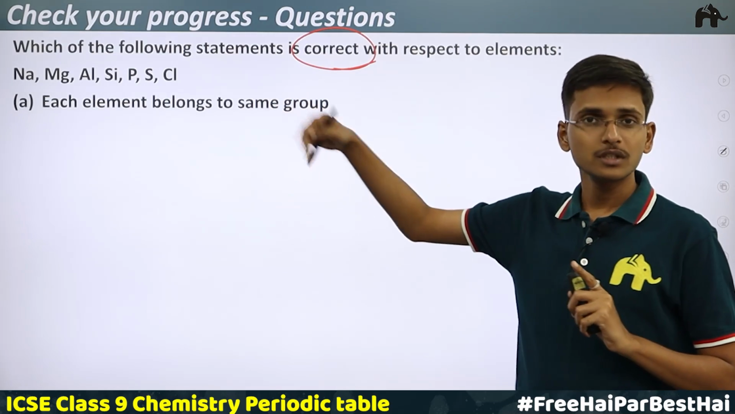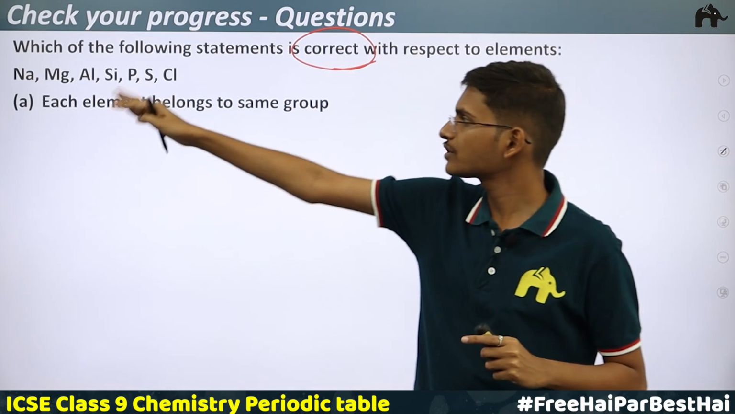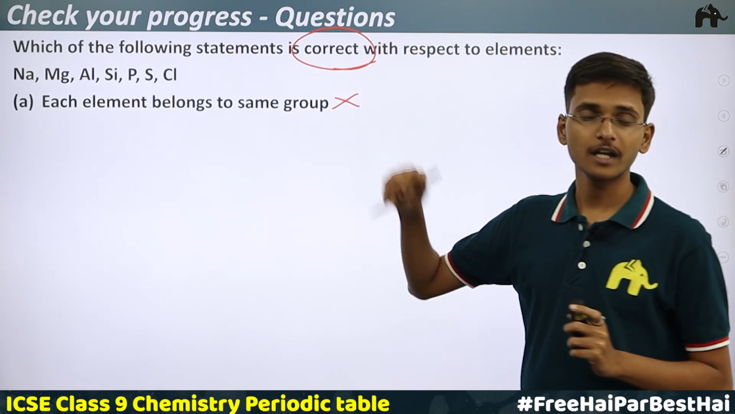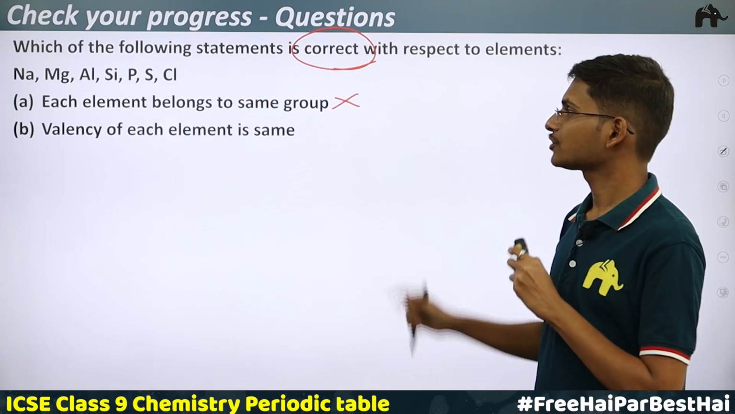If the elements were lithium, sodium, potassium, rubidium, cesium, francium, then I would say that each element belongs to the same group, right? But it is not. So this is not the correct statement, and we have to get the correct statement. Which of the following statements is correct? So this is not correct.